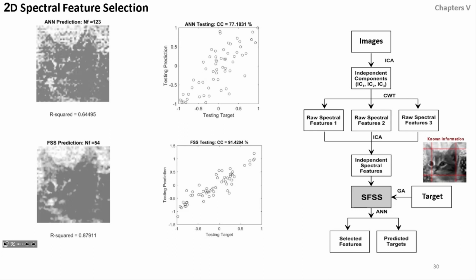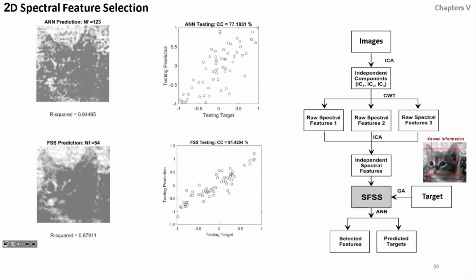5% of the known information is kept for testing here to see if our predictions are good enough. The feature subset selection picks the 54 relevant features for spectral learning, and this selective strategy eventually results in more stable predictions. As can be seen, the cat's face on the bottom is more visible by feature subset selection rather than traditional neural network.